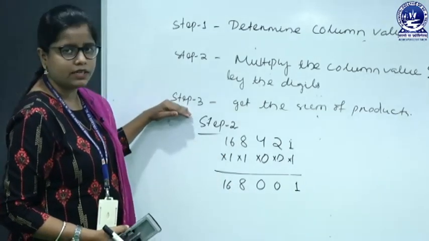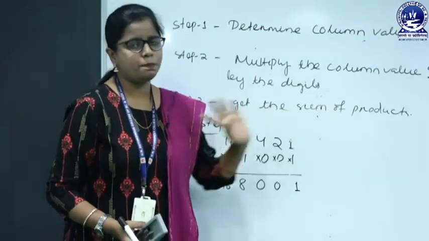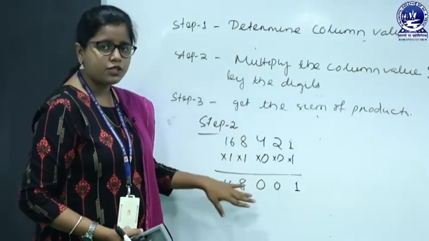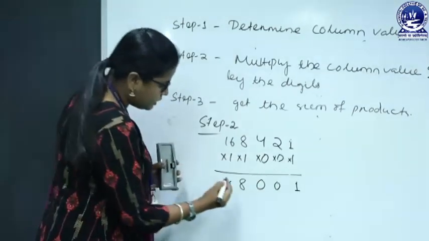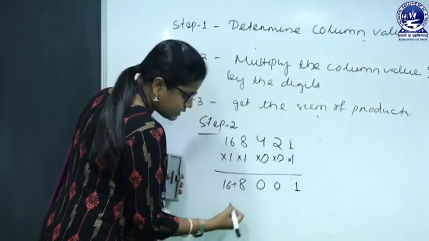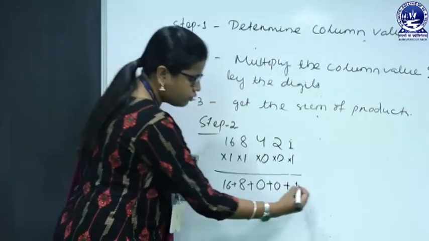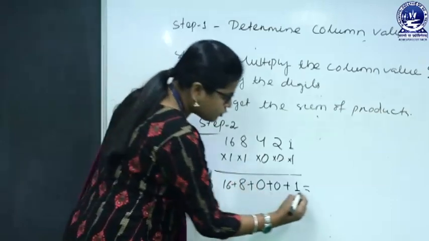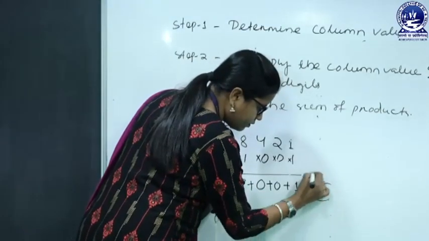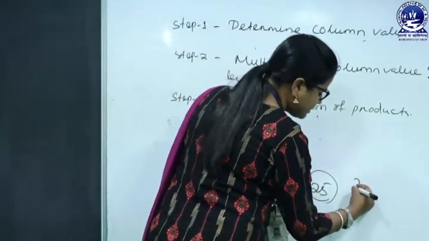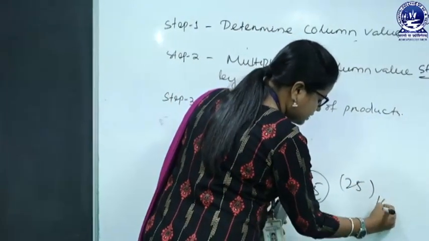The third step is to get the sum of products. Whatever products we get, we have to sum them, that means add them: 16 plus 8 plus 0 plus 0 plus 1. So that is 25. This is our final result. We can write this as 25 base 10.